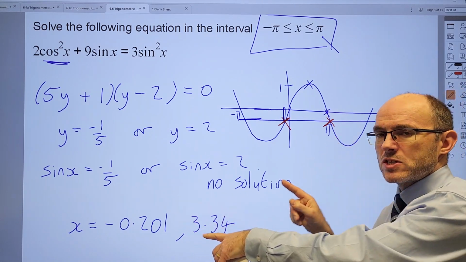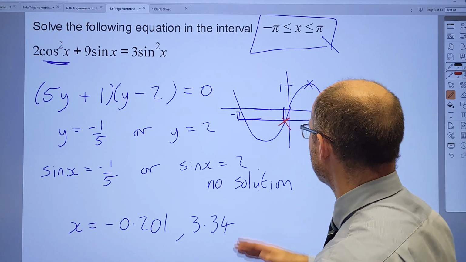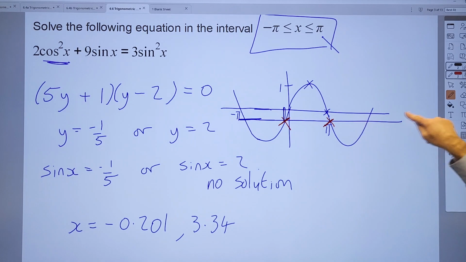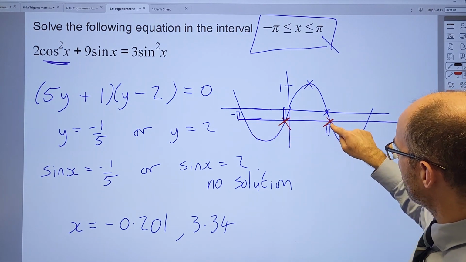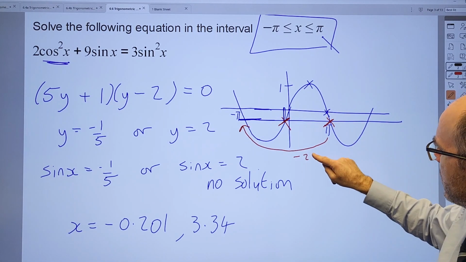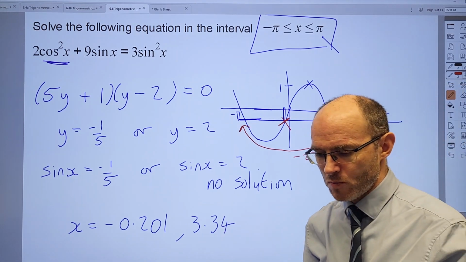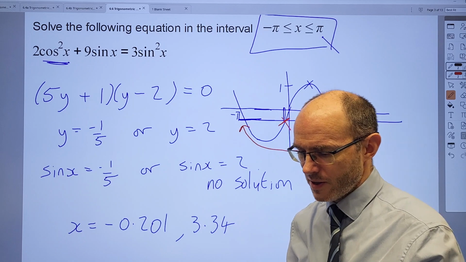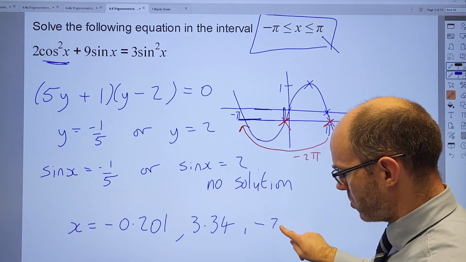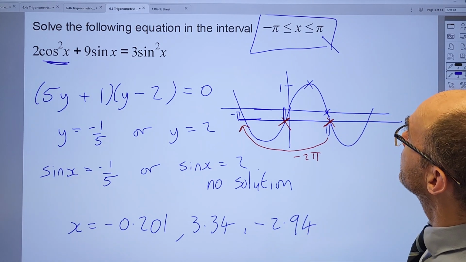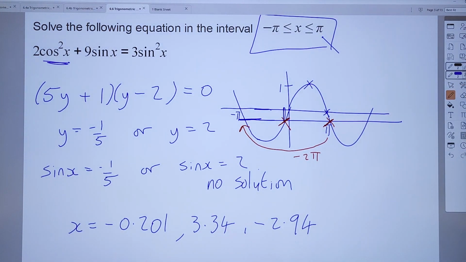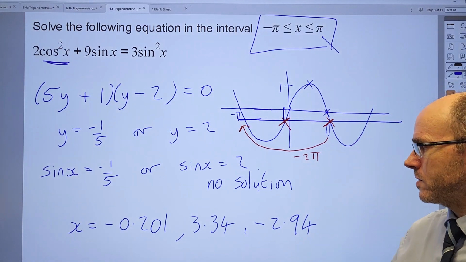So when I've got my 2 initial answers, I can use those to work out more. If I need further positive answers, I can keep on adding 2 pi to that and get more answers generated for me. But for this answer, I'm going to use that one and subtract 2 pi from it to get my required result. So I subtract 2 pi, and that gives me the next answer that I need, which is negative 2.94. Just checking it's all in radians.